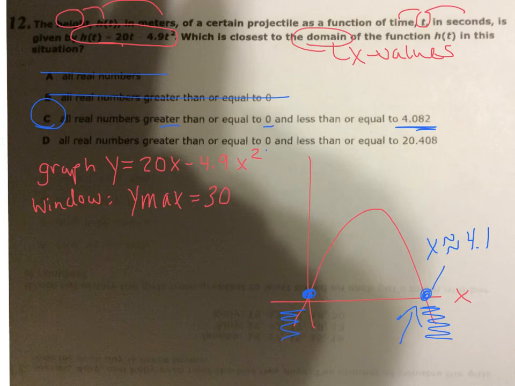And then D says all real numbers greater than or equal to 0 and less than or equal to 20.4. Now, I think this one's a trick. If you were thinking about the range, you would probably get tricked into answering D, but the correct answer is C.